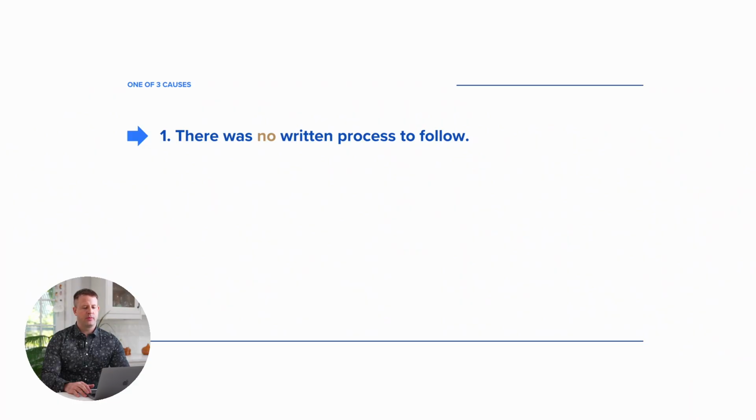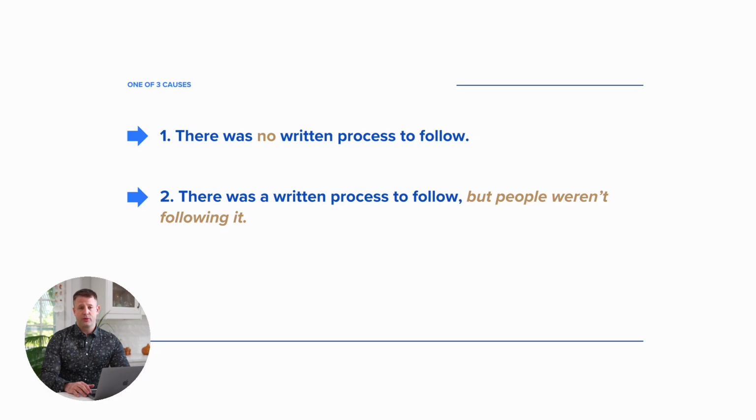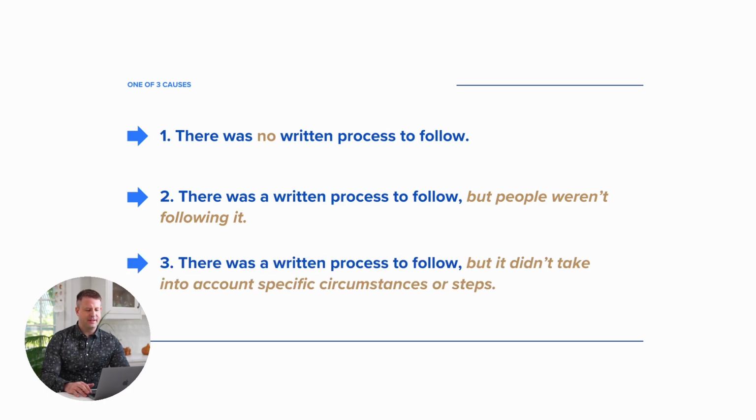In this situation where there was a chaotic incident, there's three things that could have caused it. One is there was no written process to follow. Two, there was a written process to follow, but people weren't following it. Three, there was a written process to follow, but it didn't take into account specific circumstances or steps.